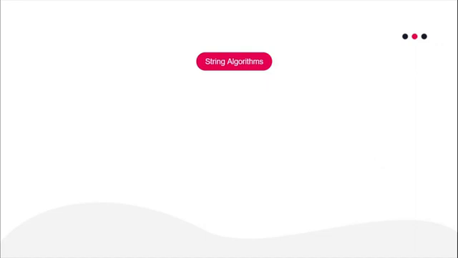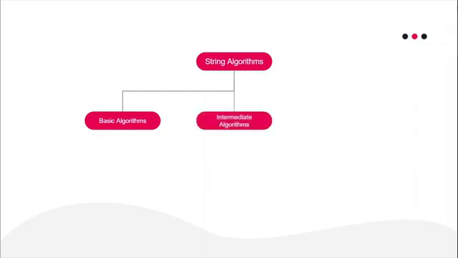We'll be covering almost every important string algorithm that you need to have knowledge of for competitive programming or placement interview technical rounds. I have divided the whole course into 3 sections based on their difficulty levels: basic algorithms, intermediate level algorithms, and advanced level algorithms. We'll be starting from very basic and fundamental algorithms.